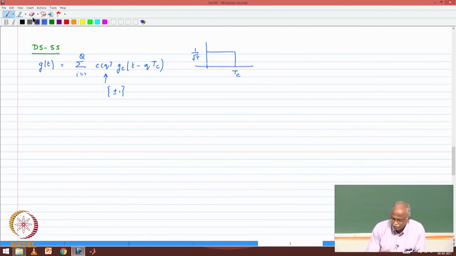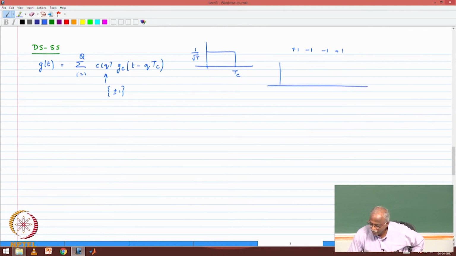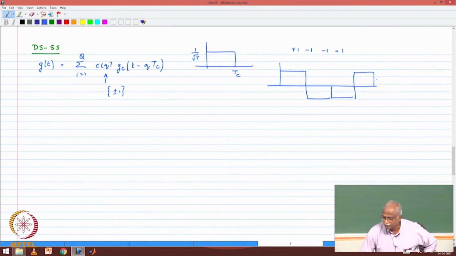Now I hope you are comfortable with this notation, g_c(t - qT_c). That means if the first chip was a plus 1, second chip minus 1, third chip minus 1, fourth plus 1, the waveform that we are talking about is plus 1 up to T_c, then minus 1, minus 1, then plus 1. This would be the waveform corresponding to that. And this is one symbol of the narrowband system. It corresponds to Q chips, and always make sure that you're comfortable with that.